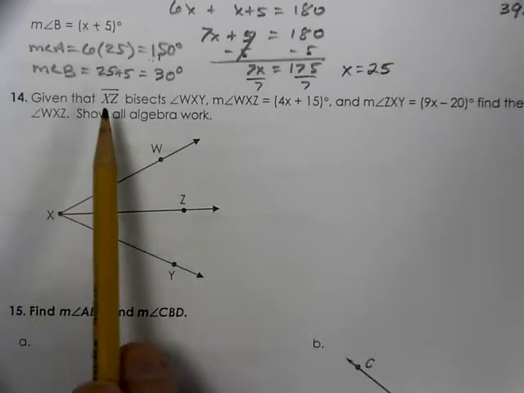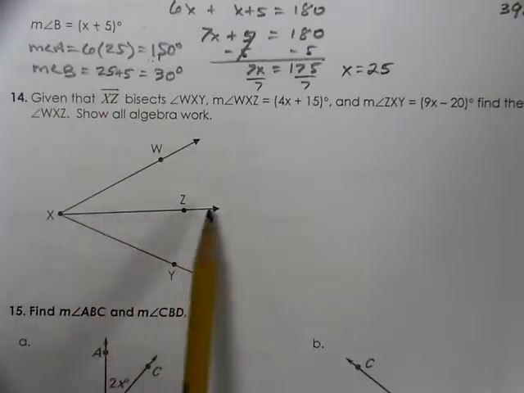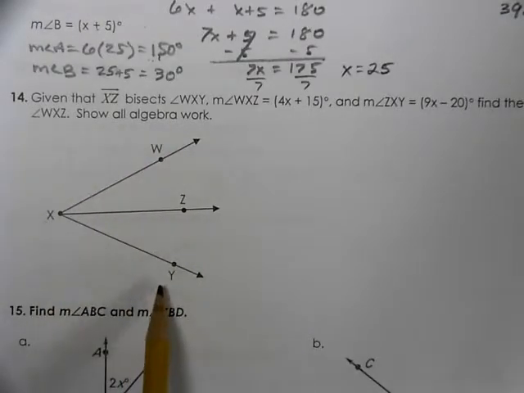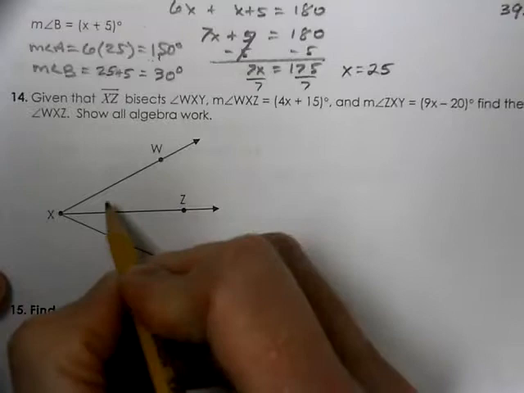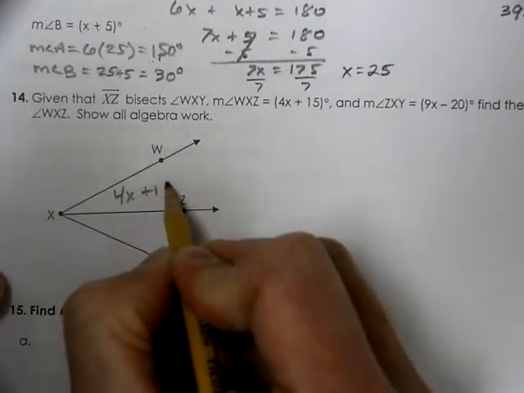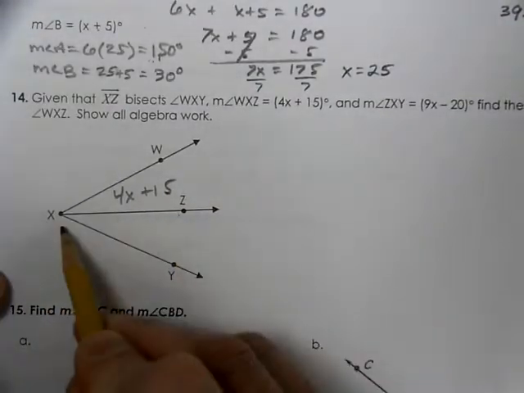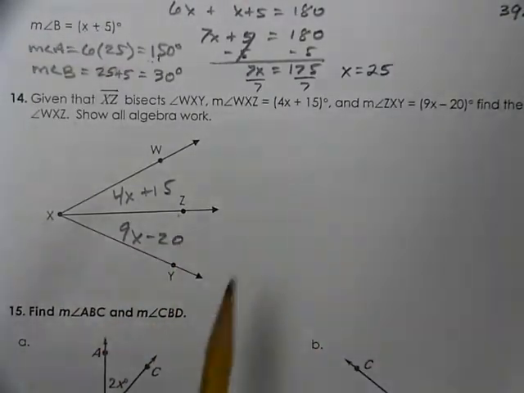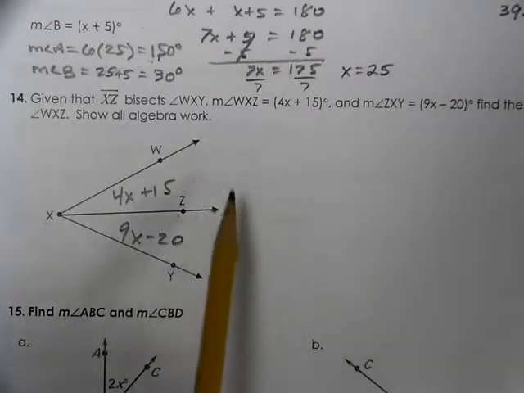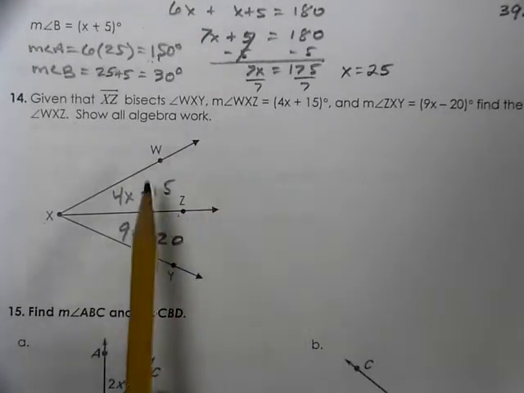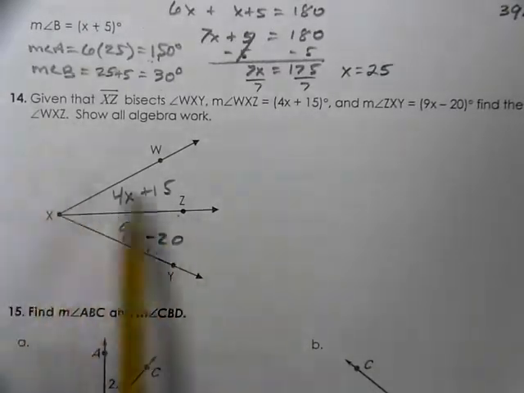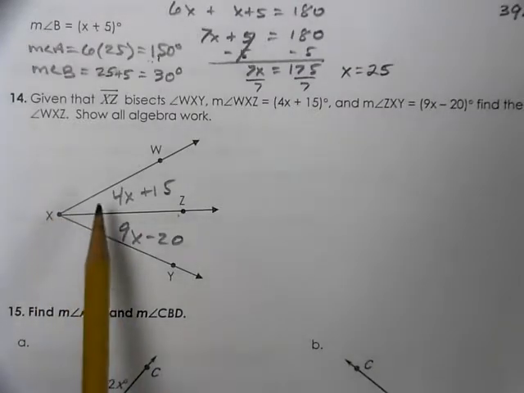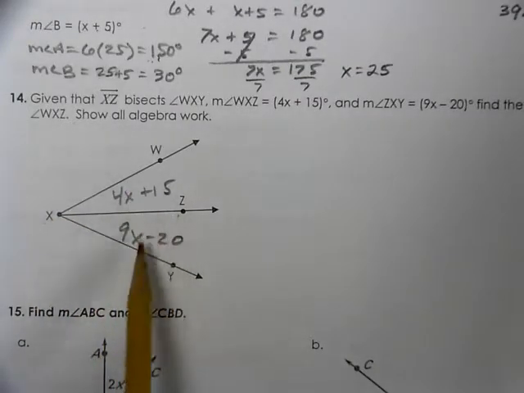Now watch this one. Be careful. XZ is your bisector. Ray XZ bisects WXY. We know that WXZ is 4x plus 15. We know ZXY is 9x minus 20. Notice we're never given a full value, so we can't add things up to equal. This doesn't add up to 180, of course. It's not a straight line. This is less than even 90 looking. So there's nothing else to match that.